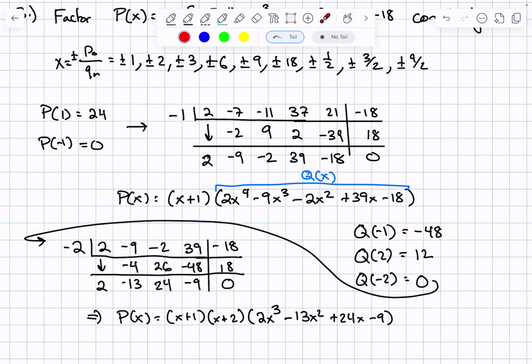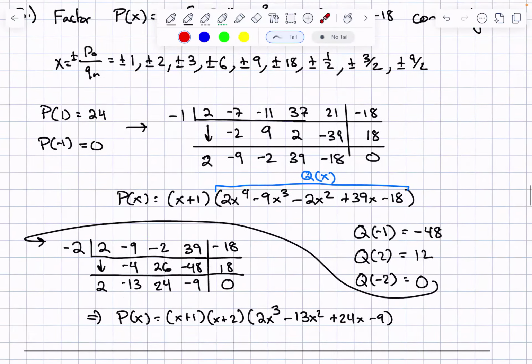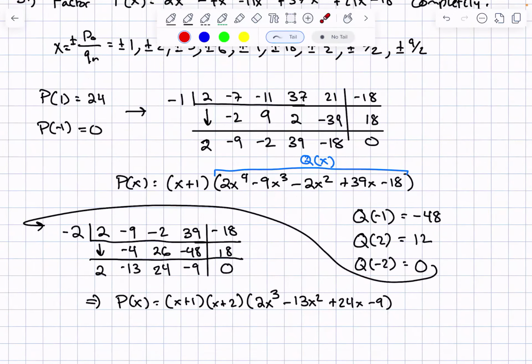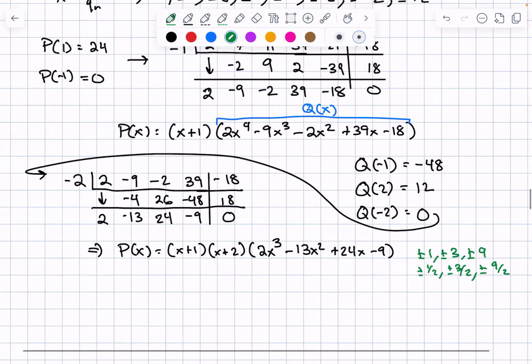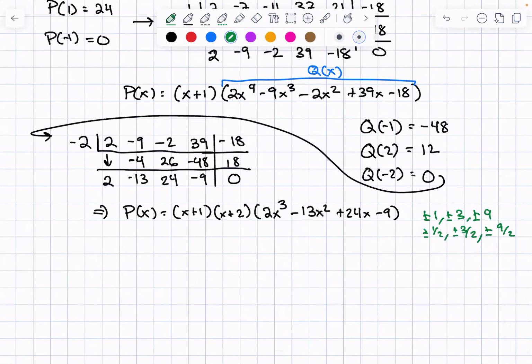Now, we've got a reduced list because now the constant term is 9 instead of 18. So our new list of options, I'm just going to write them in green, are plus or minus 1, plus or minus 3, plus or minus 9, plus or minus 1 half, plus or minus 3 halves, and plus or minus 9 halves. Now, we don't need to check 1 or negative 1.